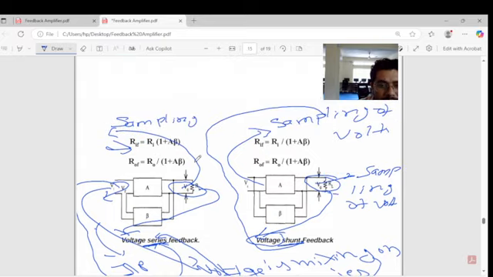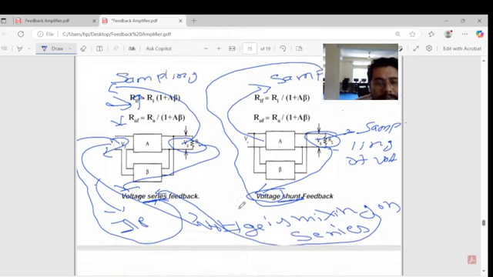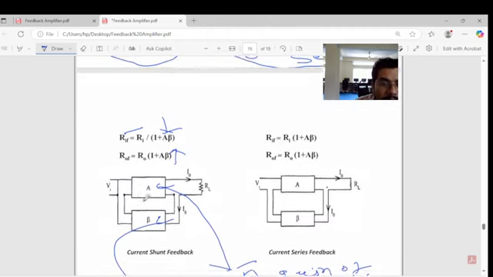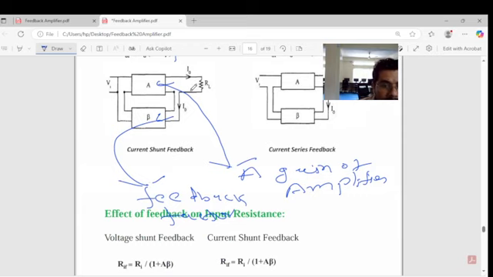Previously we have seen this input impedance. The input impedance is increased and the output impedance is decreased. We can write this for analysis. Then how will we see? We can see this term is decided by this term, where mixing is here.